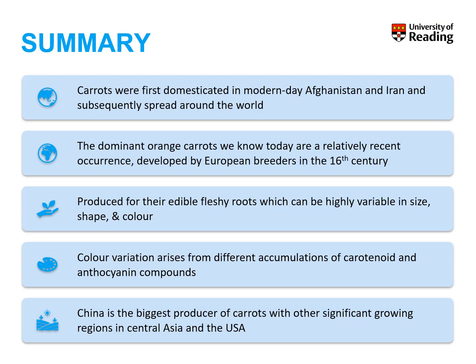So in summary, carrots were first domesticated in modern-day Afghanistan and Iran, and subsequently were spread around the world. The dominant orange carrots we know today are a relatively recent occurrence developed by European breeders in the 16th century. Produced for their edible fleshy roots, which can be highly variable in size, shape and colour, and that colour variation arises from different accumulations of carotenoids and anthocyanin compounds. And lastly, China is the biggest producer of carrots, with other significant growing regions in Central Asia and the United States.